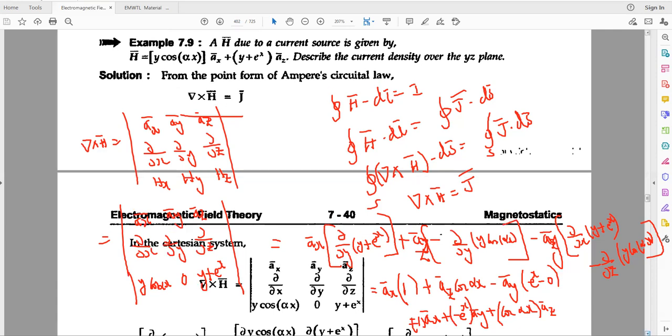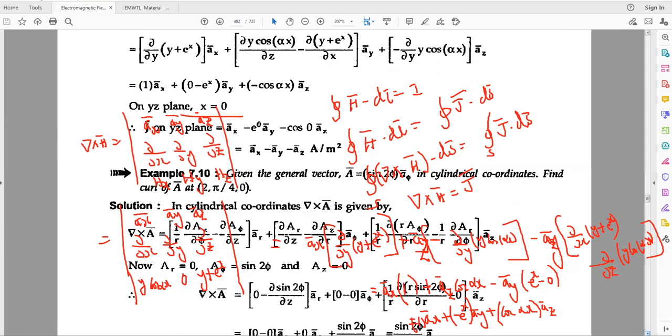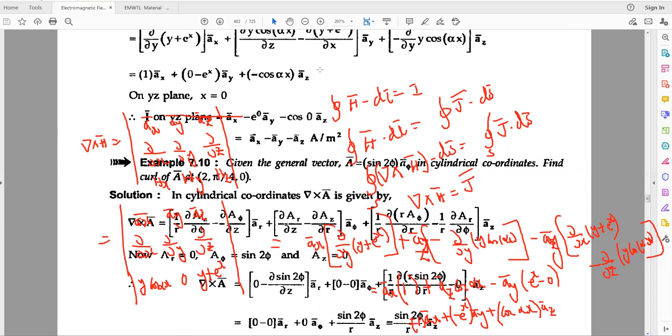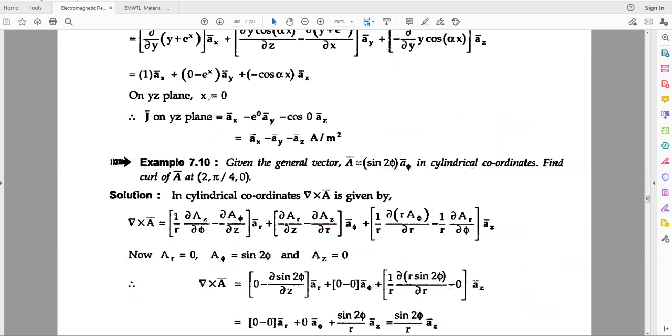Okay, my dear students, now we can apply the cross product. The AX bar coefficient is 1, the AY bar coefficient is minus e power x, and the AZ bar coefficient, sorry, there is a minus already there. Write that minus cos alpha x as the AZ bar coefficient. On the YZ plane, x is equal to 0.